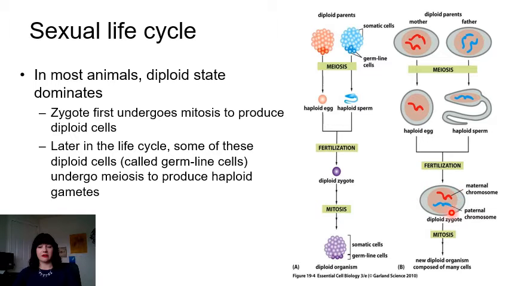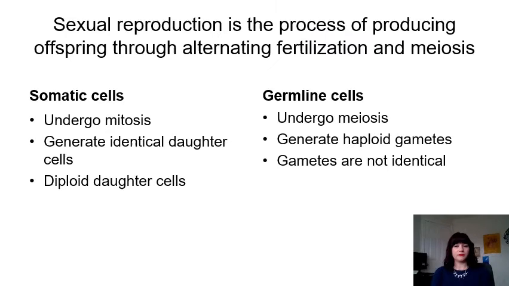And that diploid zygote, a single-celled organism, then undergoes many rounds of mitosis to form a full human or mouse or chicken. And a subset of those cells in that individual will be germ cells. So again, somatic cells, the majority of the cells in your body, undergo mitosis. Your skin cells make more skin cells, your hair cells make more hair cells.